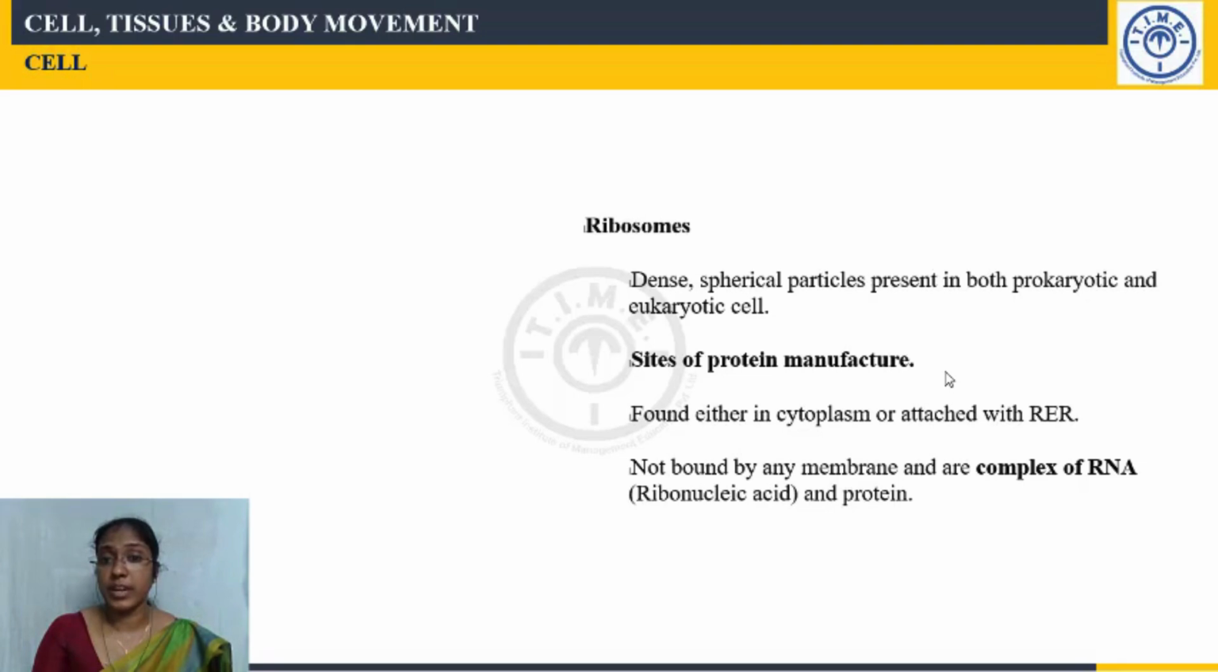That is ribosomal ribonucleic acid, ribosomal RNA. They are also made of protein subunits, that is, ribosomal proteins. So ribosomes are made of a complex of RNA and protein. They are made up of RNA molecules and also protein molecules, that is, ribosomal proteins and ribosomal RNA. There are two subunits, larger subunits and smaller subunits.